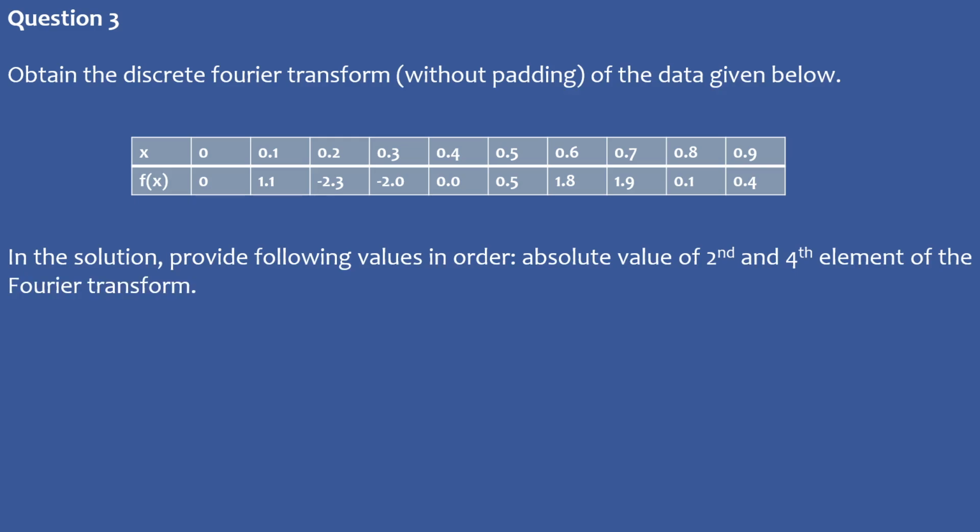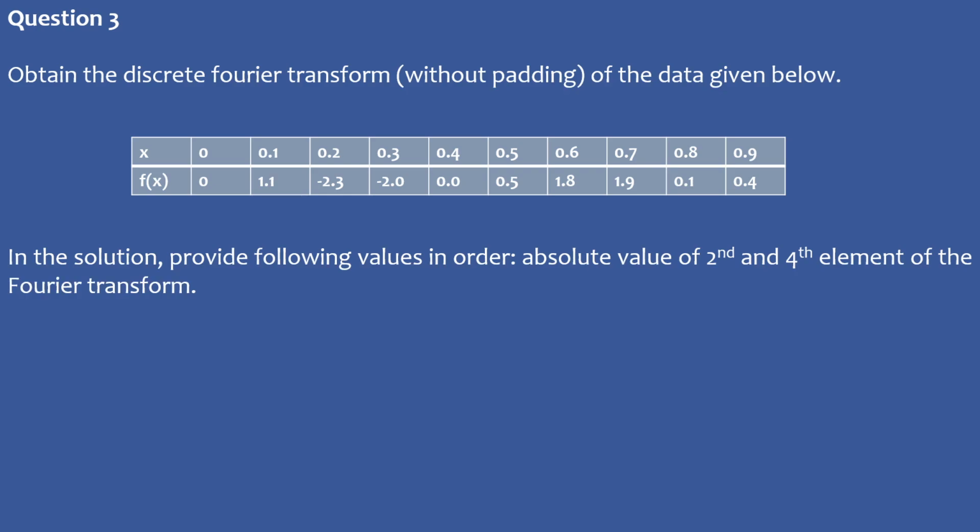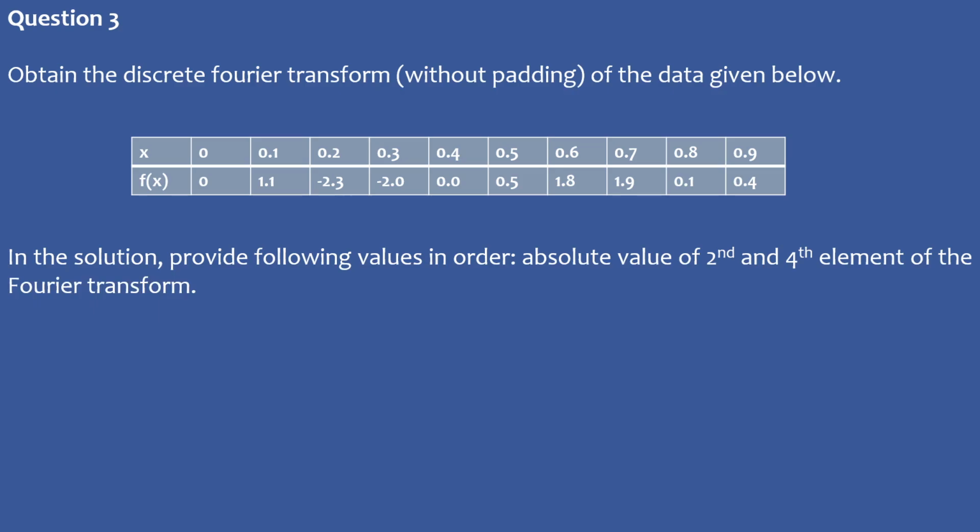This is the last question for today. You need to obtain the discrete Fourier transformation in the solution. You need to obtain the absolute value of the second, fourth. Whatever we have done till now was the transformation of the continuous function available with us. Now this is the particular area where you need to operate with the discrete values.